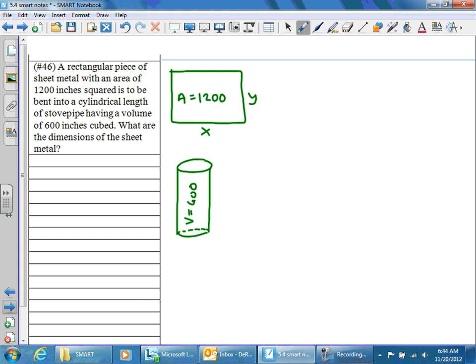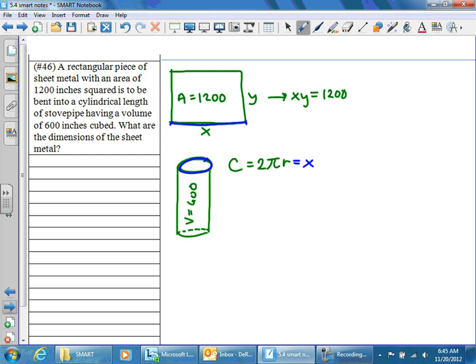So I need to write some systems of equations for this. Well, this top one's not too bad. x times y equals the 1,200. It's the bottom one that's a little bit more rough. So this guy going around right here, that's a circumference. And I know circumference is 2 pi r. However, that circumference has to be the same length as our x. So this is going to equal our x.